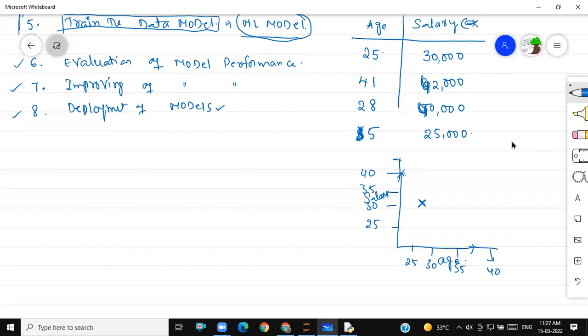I'm just projecting them in an n-dimensional space. We know this, guys: any data point we can project on an n-dimensional space, and here it's nothing but a 2-dimensional space. For example, there is another person whose age is 35 and whose salary is 25,000, so the data point will be somewhere here. Let us take these 2 data points. There is another person whose age is around 28, and salary 40,000, somewhere here. That is another data point.